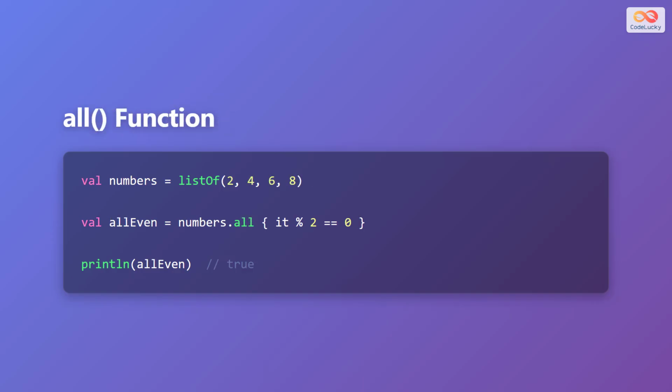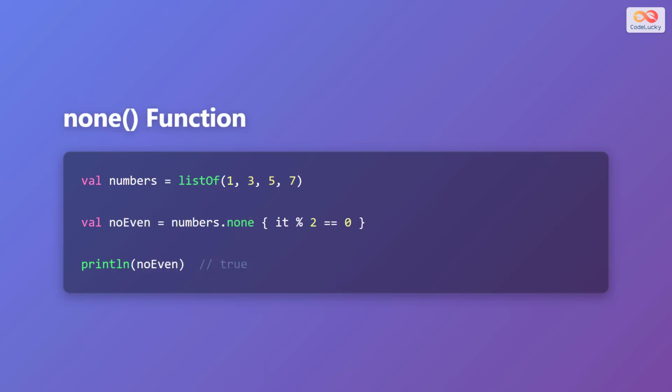The all function returns true only if every element in the collection matches the predicate. Here, we have a list containing only even numbers, 2, 4, 6, and 8. We call all with the same predicate that checks if a number is even. Since every number in this list is even, allEven will be true.